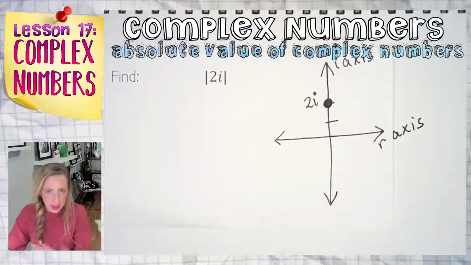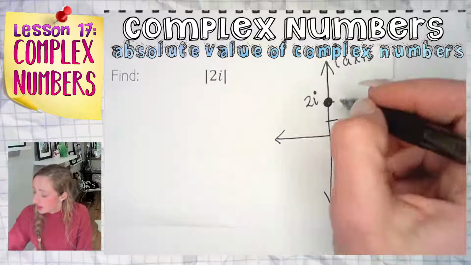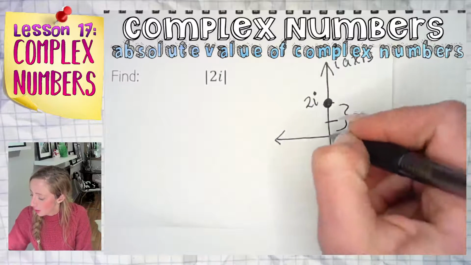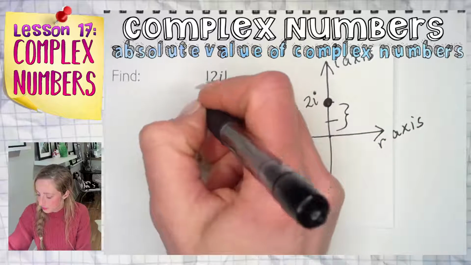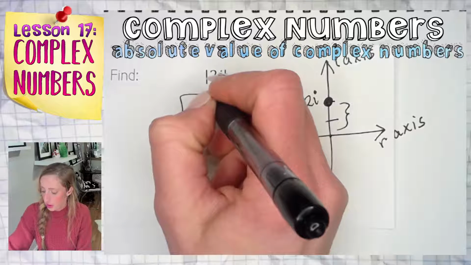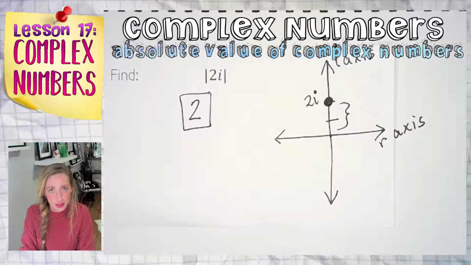And what are we being asked to determine when they ask us to find the absolute value of 2i? They're asking us how far away is this point from 0? What's the answer to that? 2. 2 units away. Have you done anything easier in your life? I don't think so. So that's all there is to it. Hope you found that easy.